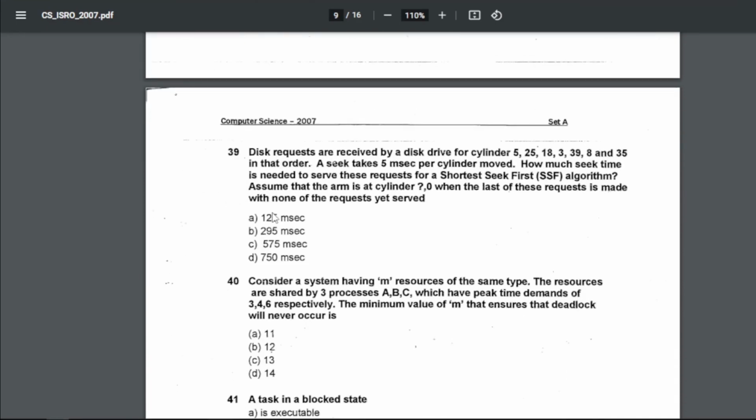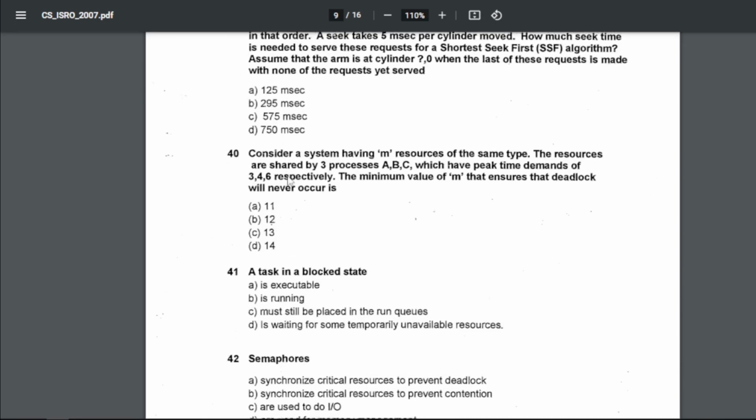39: disk requests are received by a disk drive for these cylinders in that order. A seek takes 5 ms per cylinder moved. How much seek time is needed to serve these requests for a shortest seek first (SSF) algorithm? Assume that the arm is at cylinder 0 when the last of these requests is made, with none of the requests yet served. So for 39 our answer will be B, that is 295 ms.